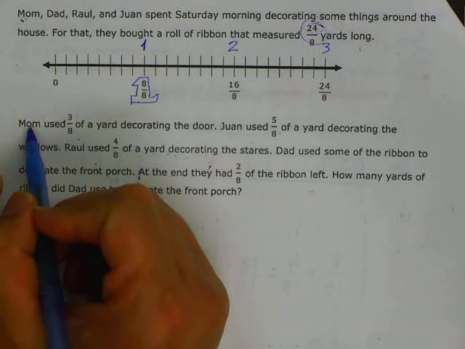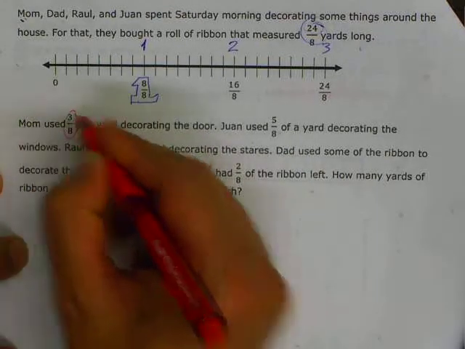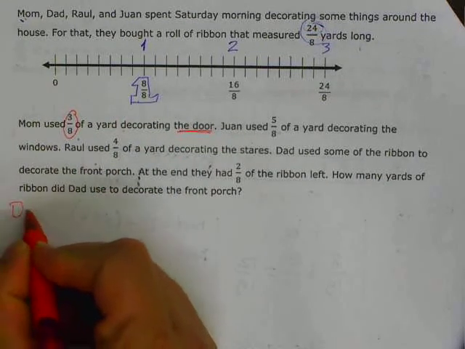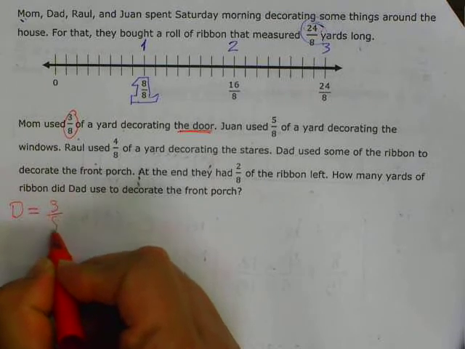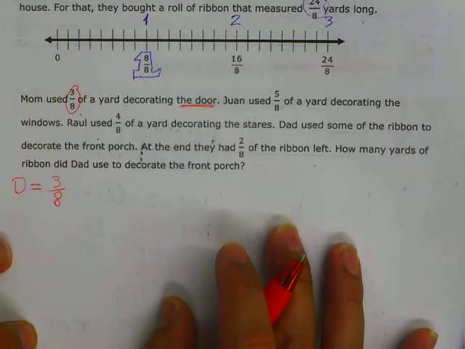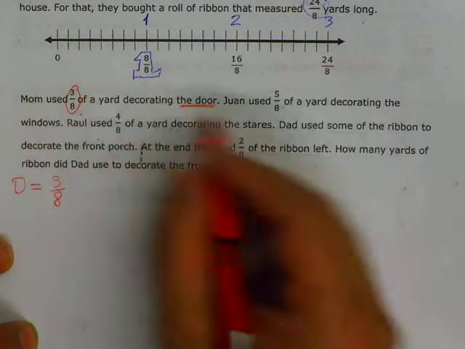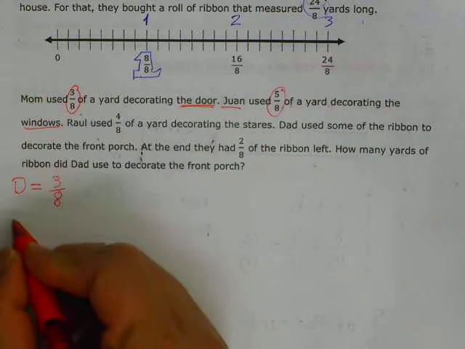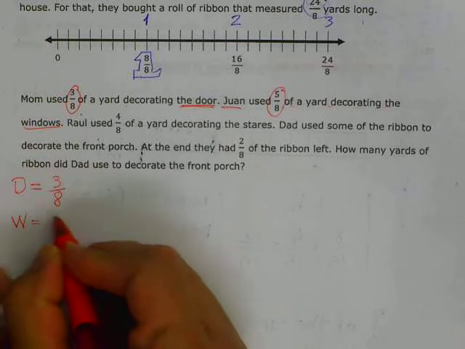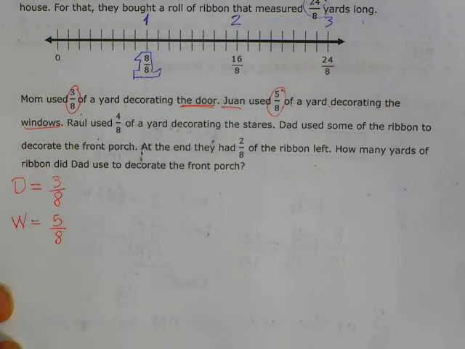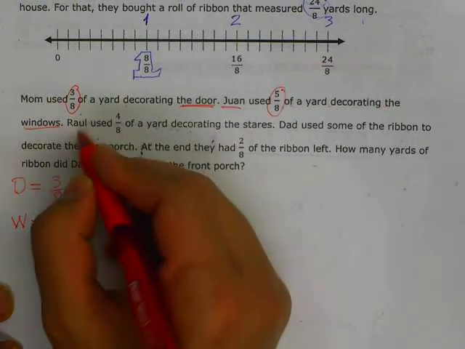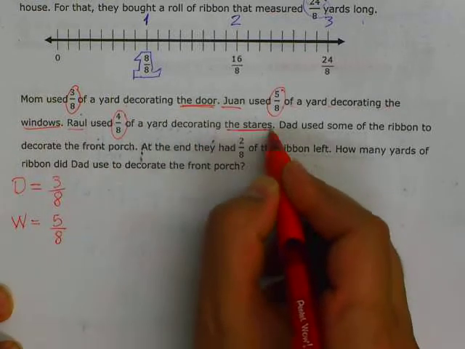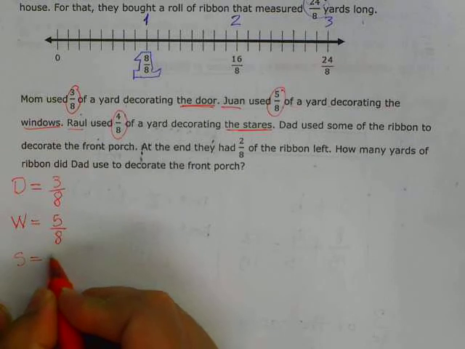So let's start with our information. Mom used 3/8 of a yard to decorate the door. So the door was 3/8 of a yard. Juan used 5/8 of a yard decorating the window. So for the window, he needed 5/8. Raul used 4/8 of a yard to decorate the stairs. So the stairs needed 4/8.